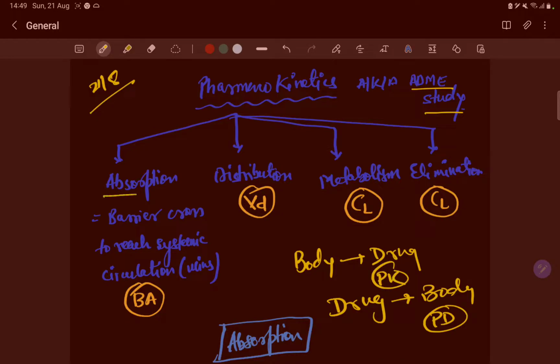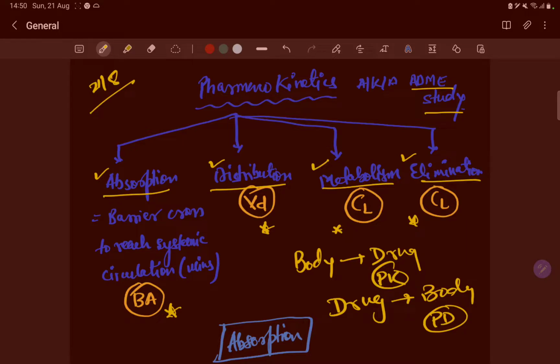Okay, so we are going to start A, D, M and E: A for absorption, distribution, metabolism and elimination. In absorption, basically what we are going to see is bioavailability. In distribution, we'll see volume of distribution and apparent volume of distribution. In metabolism and elimination, we'll see clearance. We'll learn about elimination, excretion, and there is something important, Hoffman elimination. There are many things we have to discuss. So first we'll discuss absorption.